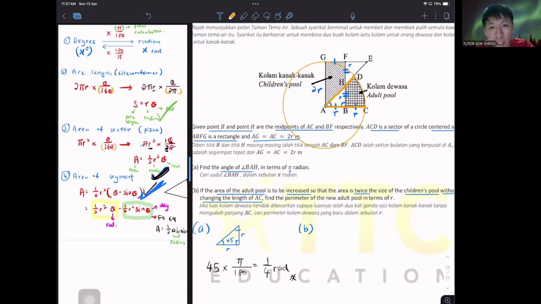Extend to the other side, as in like how? Extend to that side. Oh, I mean here? Extend to here?